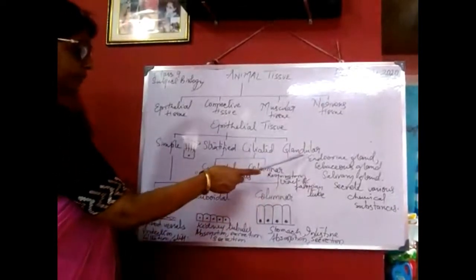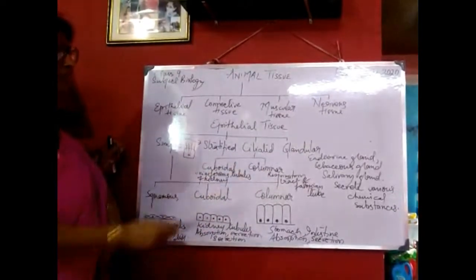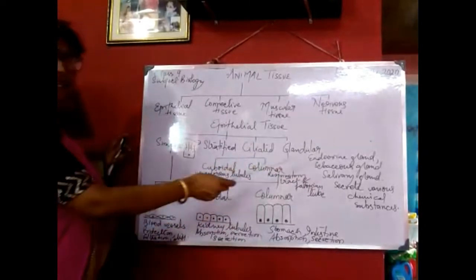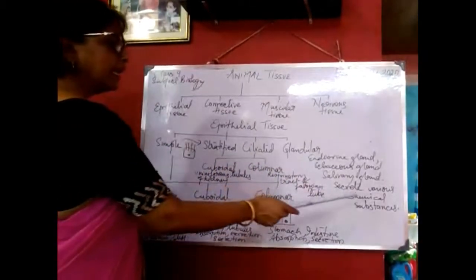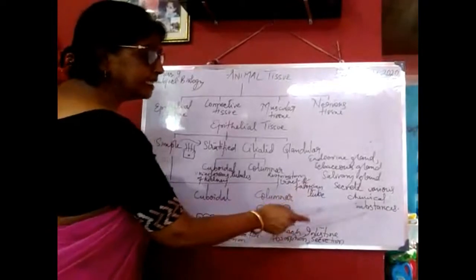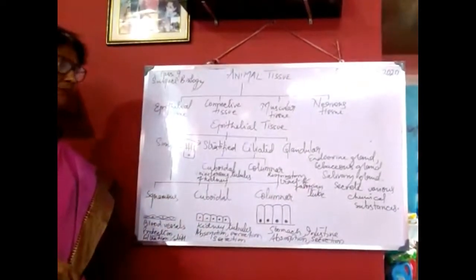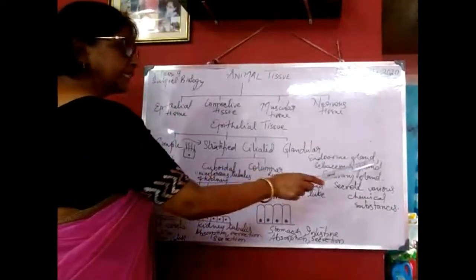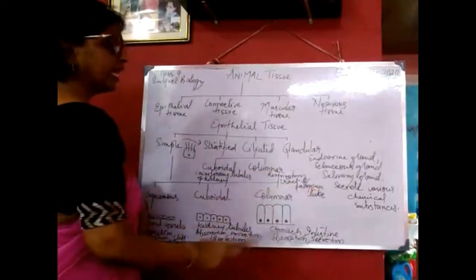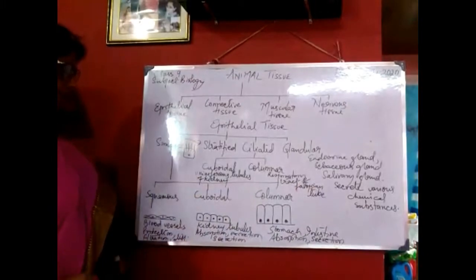Then comes glandular epithelium. Glandular epithelium, that means the cells in glandular epithelium help in secretion of various chemical substances. It also helps in synthesis of the chemical substances. These are present in the endocrine gland, sebaceous gland, salivary gland, etc.